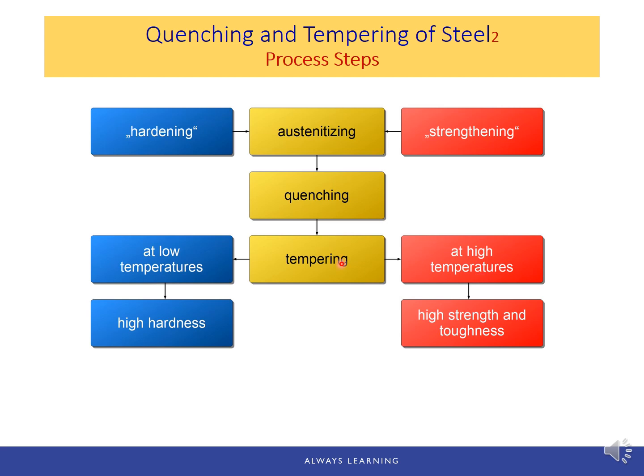So, if the tempering is at a low temperature and the result is high hardness, the process is called hardening process. Whereas if the tempering is carried out at a high temperature and results in a high strength and toughness, then the process is strengthening process.